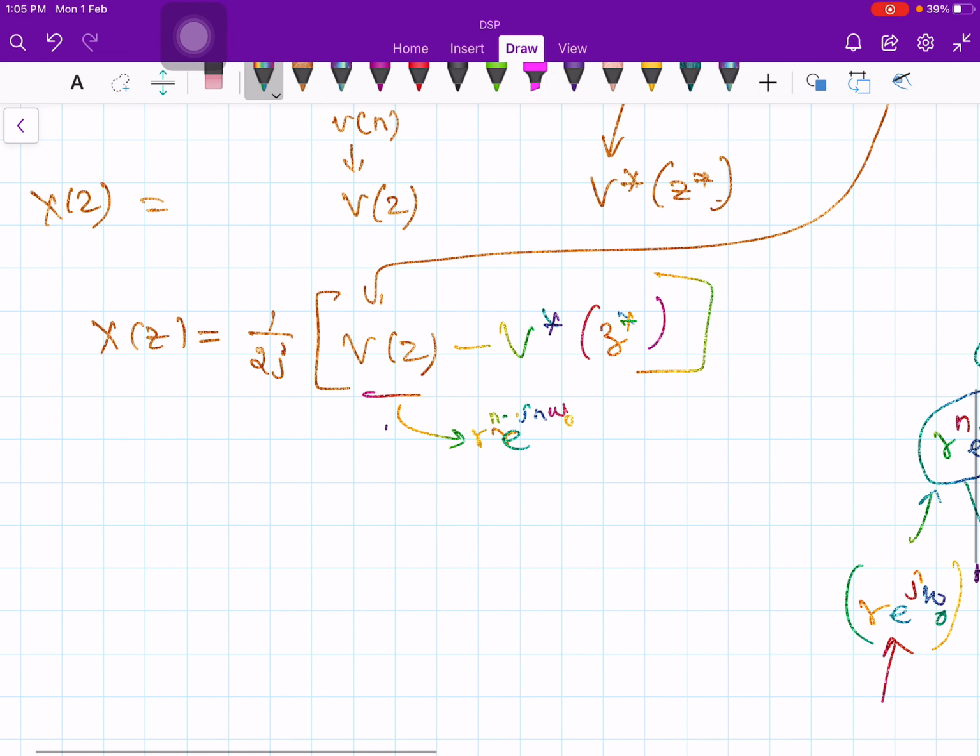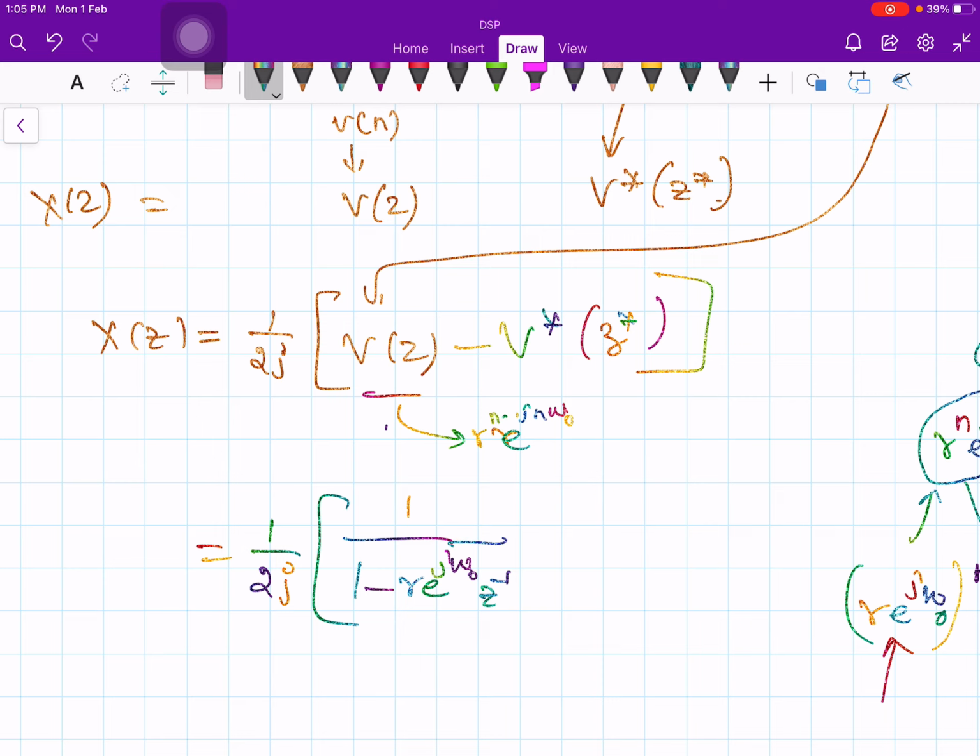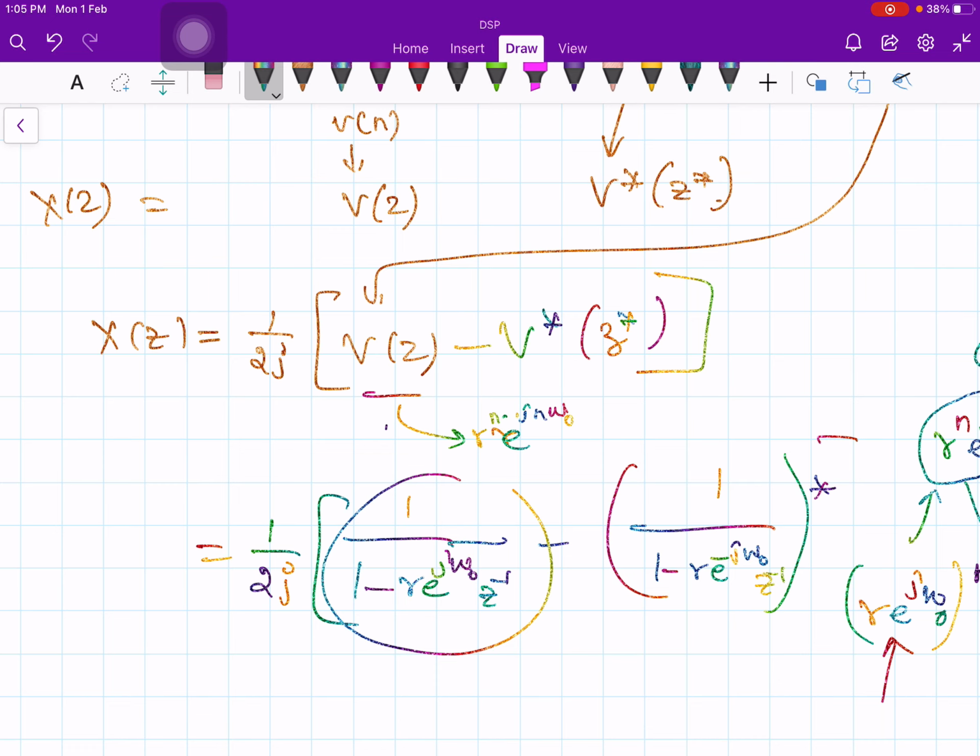Therefore here 1 by 2j, this is 1 divided by 1 minus r e to the j omega naught z inverse, minus the same quantity 1 divided by 1 minus r e to the minus j omega naught z inverse, but take the complex conjugate. That's all.